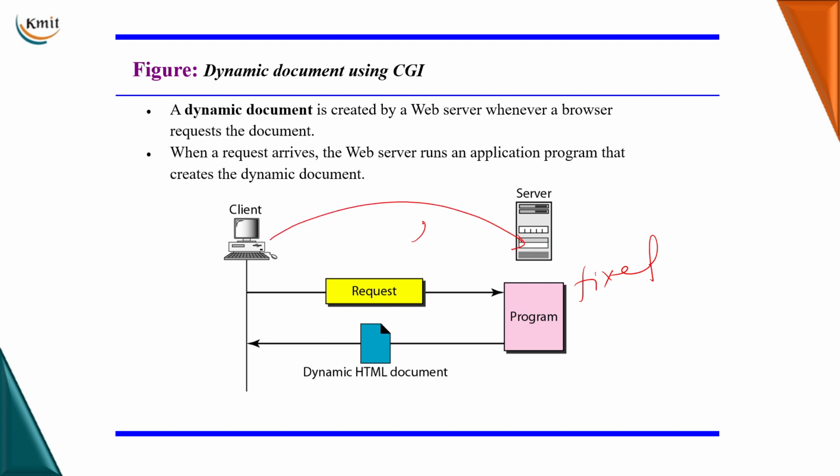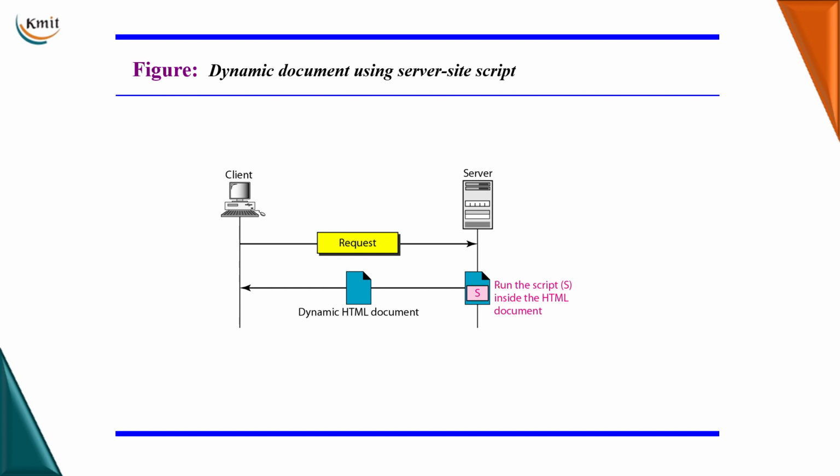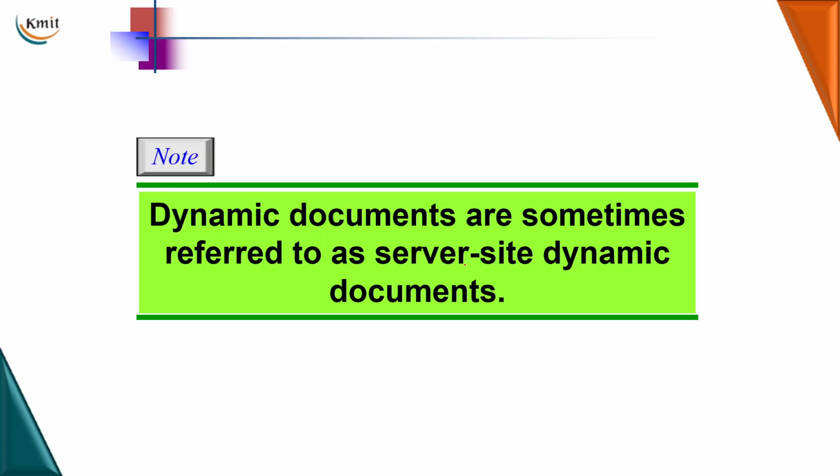When a request arrives, the server will run an application program and it creates dynamic content. Then and there, dynamic content is being created and a dynamic HTML document is received by the client. This is called a dynamic document. A dynamic document could also use a server-side script, where the server runs a JavaScript and gives a response as a dynamic HTML document. So basically, dynamic documents are sometimes referred to as server-side dynamic documents because those documents are created by running an application program or a JavaScript to give the response.